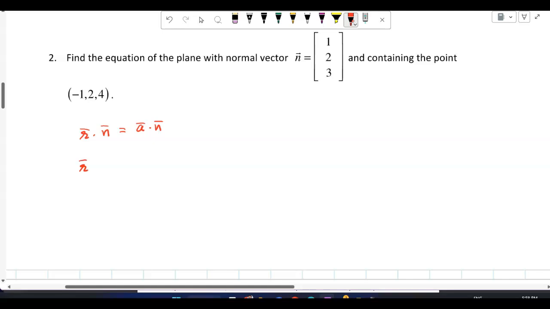So r dot n, what's your n? 1, 2, 3. And what's your a? A is a position vector. Remember, it's a vector, it's not a coordinate. So minus 1, 2, 3. Minus, so 1, 2, 4. Doesn't round brackets mean it's a distinct coordinate? No, coordinates. But I'm saying it's a position vector.